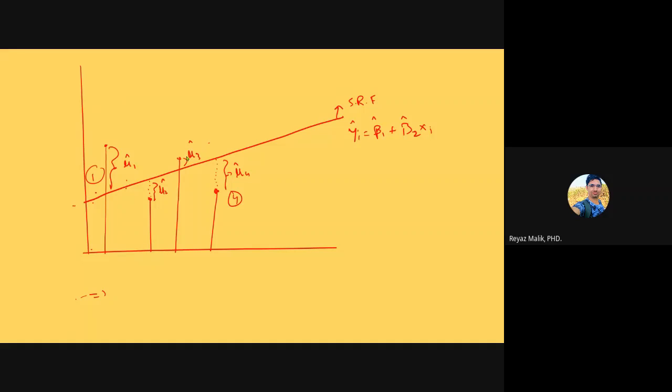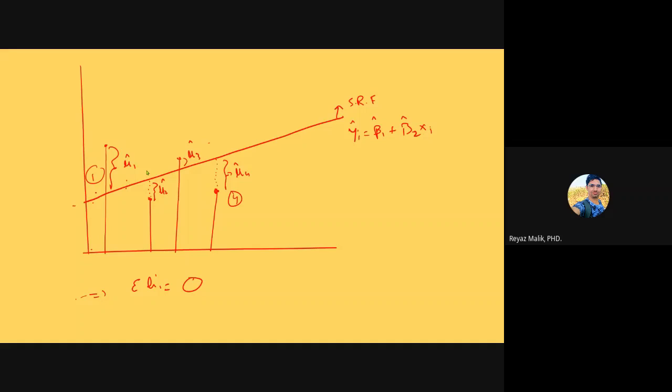The point here is the difference. If we calculate the summation of ui, it will be equal to 0. Why? These are the errors. The first one is a big error, the fourth one is a big error, the second and third are small errors, but they are equal in opposite directions. So when we sum up plus and minus, it will be 0.